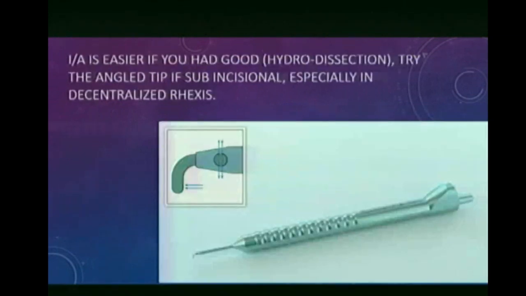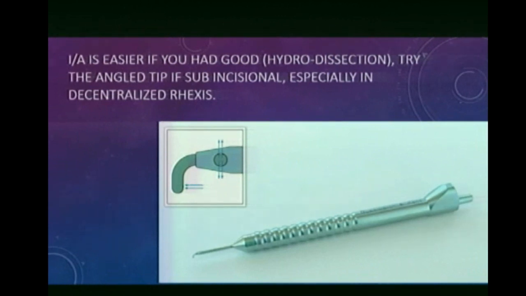When you come to irrigation aspiration, irrigation aspiration is a good tool and a safe tool. You can even touch the capsule without fear of rupturing the capsule, unlike the phaco tip. And you have some bent tip or angled tip, whether 45, 90 or even more, to reach the sub-incisional area. So it is a good tool to have.